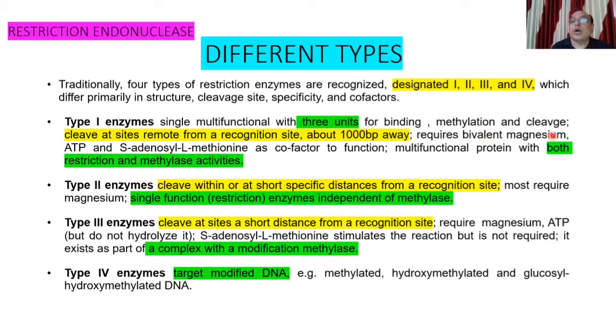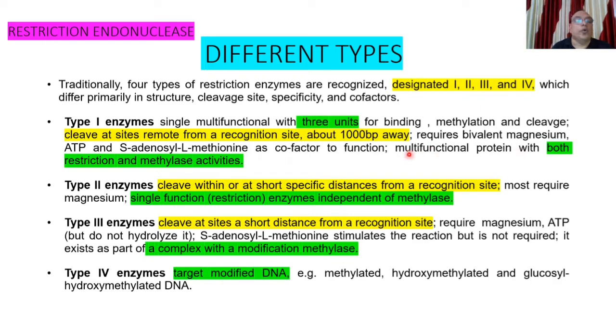It also requires bivalent magnesium, as we have seen in the earlier case, but in addition to the bivalent magnesium, it requires ATP as well as SAM, which stands for S-adenosyl L-methionine. So the three factors are bivalent magnesium, ATP, and SAM, S-adenosyl L-methionine, as cofactors to function.